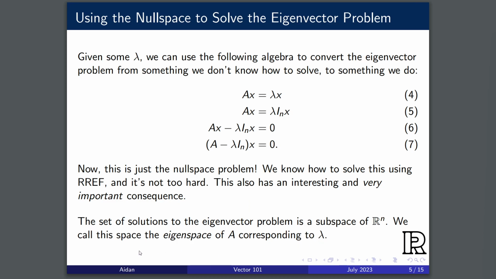And the set of all solutions to the eigenvalue problem, so the set of all eigenvectors, is actually a subspace of Rn. Because if you remember, when we talked about null spaces, we said a null space is a subspace. And so we can compute the eigenspaces by computing a null space, which means that these must both be spaces. And so we call this the eigenspace of A corresponding to lambda.